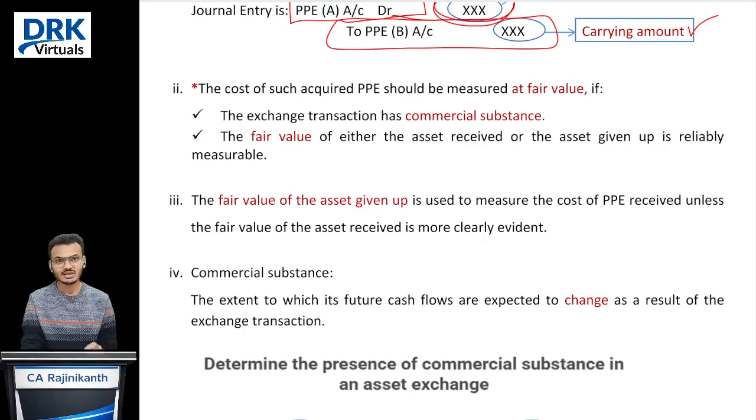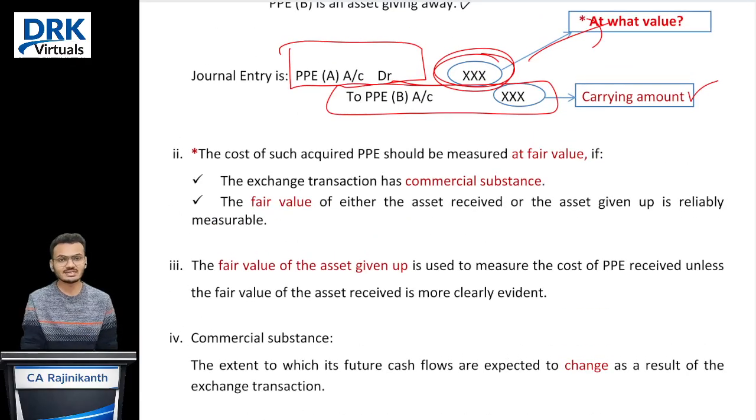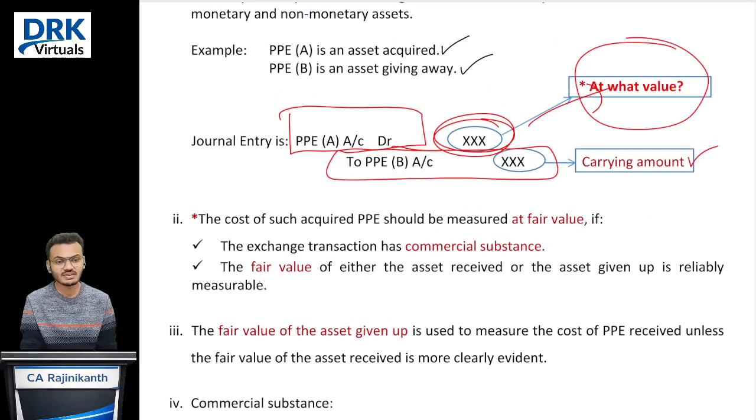What I am saying is, in order to recognize the asset that we are acquiring, firstly we need to check whether commercial substance exists in that exchange transaction or not, or whether the fair value of either the asset given up or the asset that we are acquiring can be measured reliably or not. If these two conditions are satisfied, we can recognize the asset that we are acquiring at fair value. So this amount at fair value.